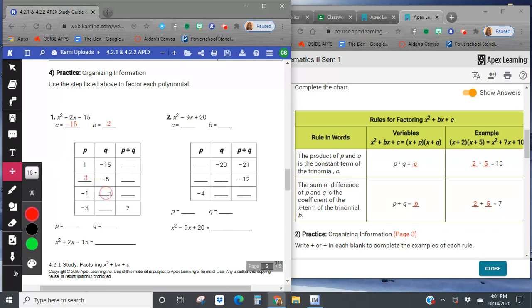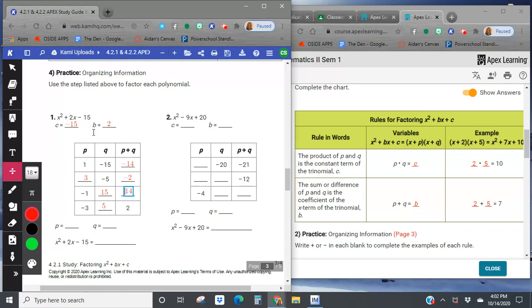1 times positive 15, and 3 times negative 5. Sorry, positive 5. Now we're going to subtract or add these up. 1 minus 15 equals negative 14. 3 minus 5 equals negative 2. Negative 1 plus 15 is positive 14. And negative 3 plus 5 equals 2.